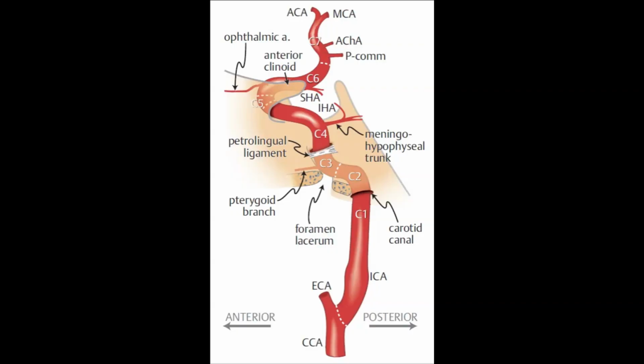C1 is the cervical segment, C2 is the petrous segment, C3 is the lateral segment, C4 is the cavernous segment, C5 is the clinoidal segment, C6 is the ophthalmic segment, and C7 is the communicating segment of the internal carotid artery. Let's see the course of the cavernous segment of the internal carotid artery.